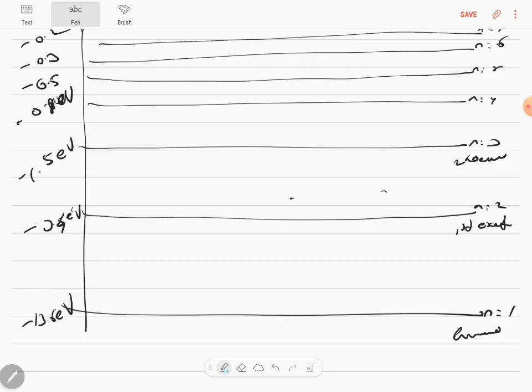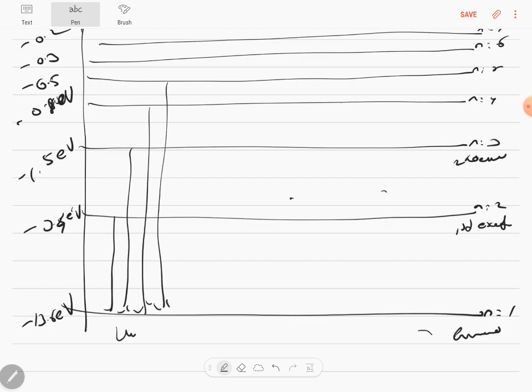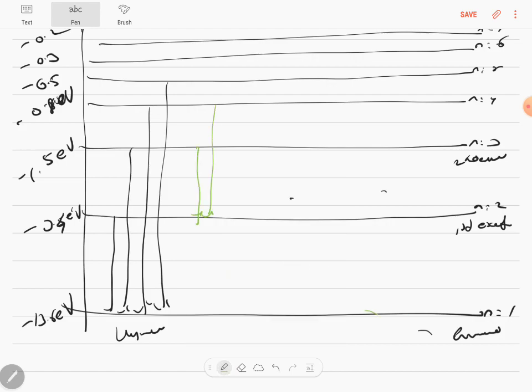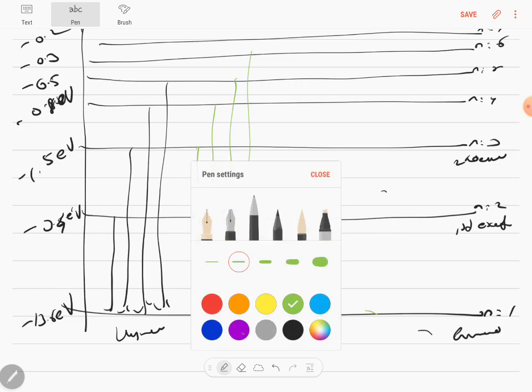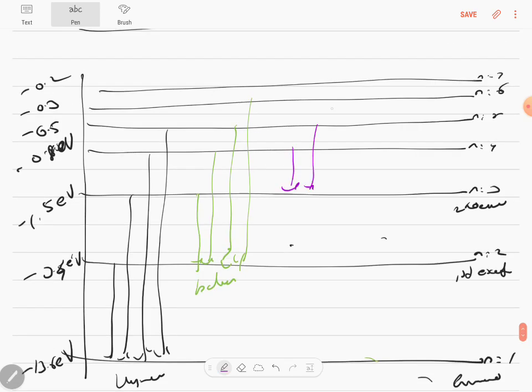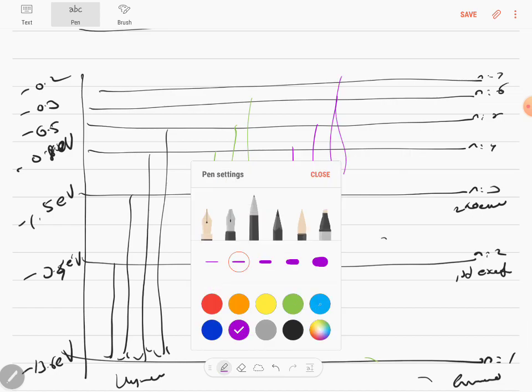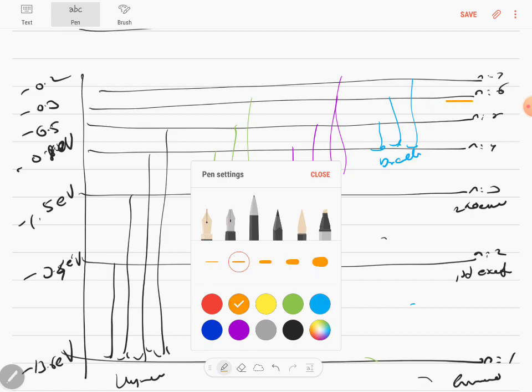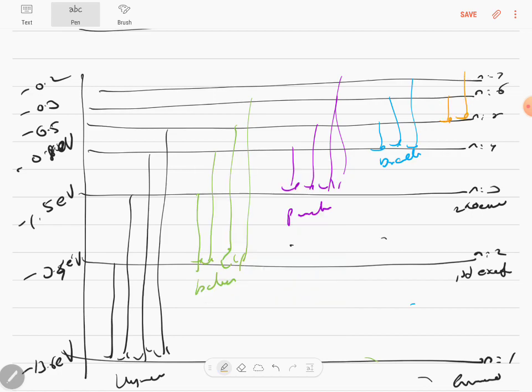So if I'm going to do the Lyman series, these jumps are Lyman. Next, Balmer. These are Balmer. Then Paschen, Brackett and Pfund, and so on. This is Pfund.